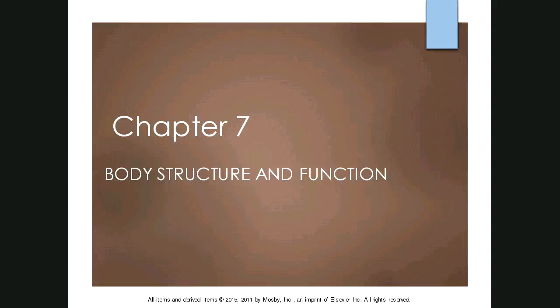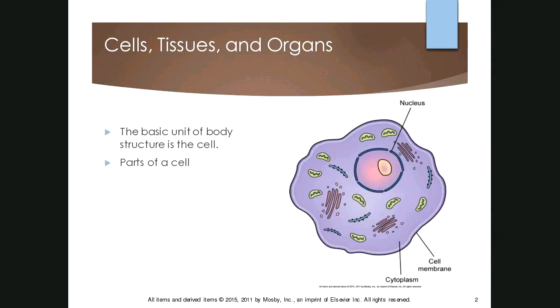Okay, everyone, we're going to do Chapter 7, which is Body Structure and Function. Okay, so the cell is the basic unit of structure in the body. It's basically the body's building blocks. The function, size, and shape may differ, but all cells need food, water, and oxygen to live and function.